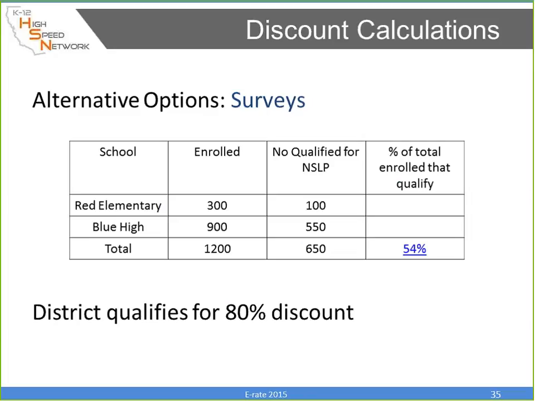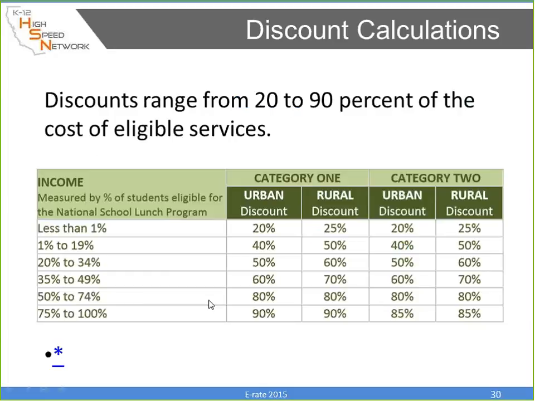Let's say you have 2 schools in your system, enrollment of 300 and 900 respectively, and of the surveys that came back, 100 of them qualified from the red elementary school, and 550 of them qualified from the blue high school. That gives you a total of 54% of your enrollment that qualified for the NSLP program. Take that and go back to the discount matrix. 54% lands here in that 50 to 74%. So across the board, you're an 80% discount or district. That's what you would get.